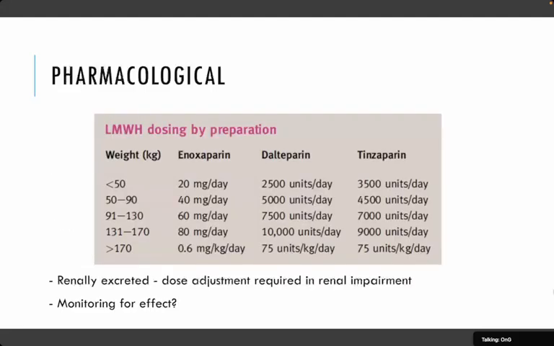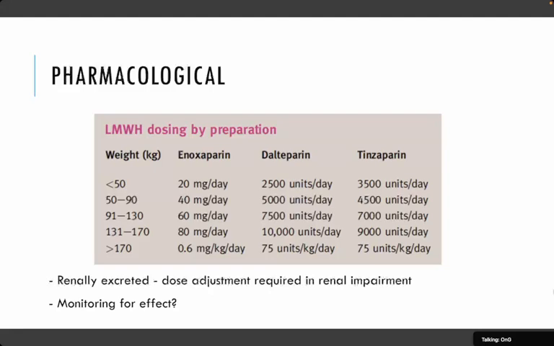Here is a list of just a few of the ones available for use. In our setting, we have enoxaparin, also known as Clexane, and these are the different dosing regimens according to the weight of the patient. Low molecular weight heparins are renally excreted, and dose adjustment may be required in renal impairment.